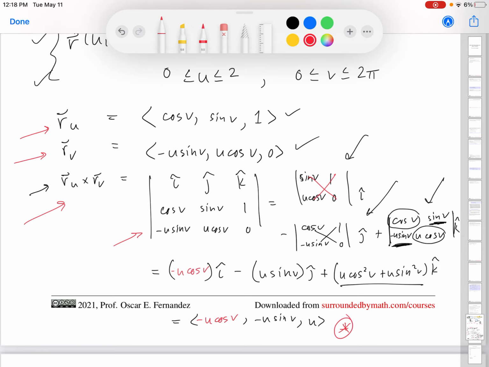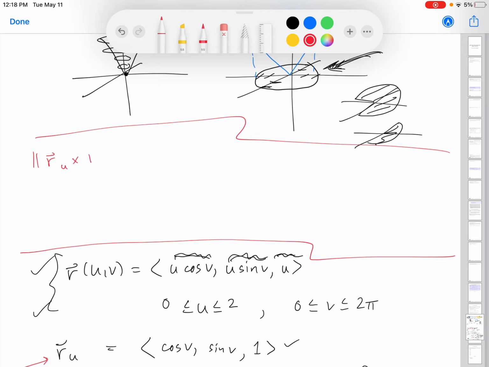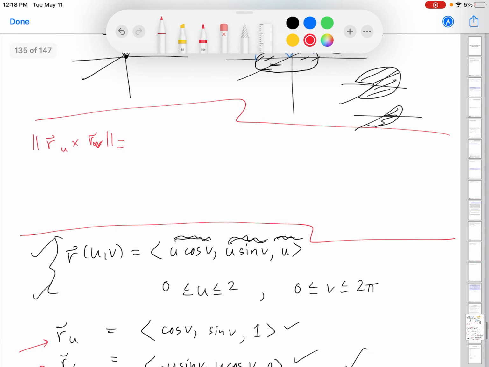Anyway, back to here. So if I calculate the norm of this, so the norm of r_u cross r_v, that is the square root of the sum of squares here. So I will just talk this through. This would give me u squared cosine squared v plus u squared sine squared v. So that just factors out the u squared to give me u squared. And then plus this other u squared, so I get 2u squared. So at least we are rewarded with a nice simplification of this.